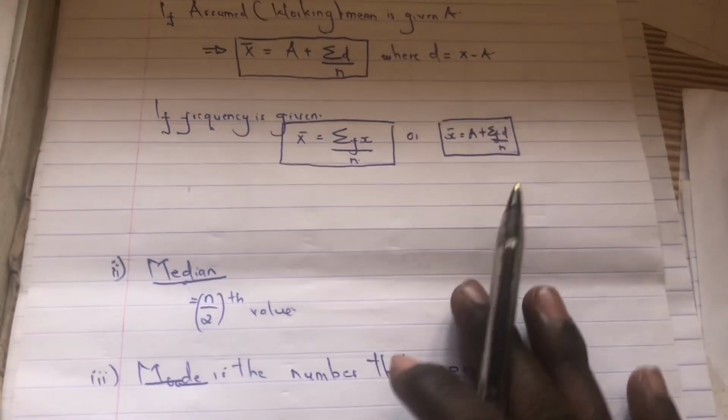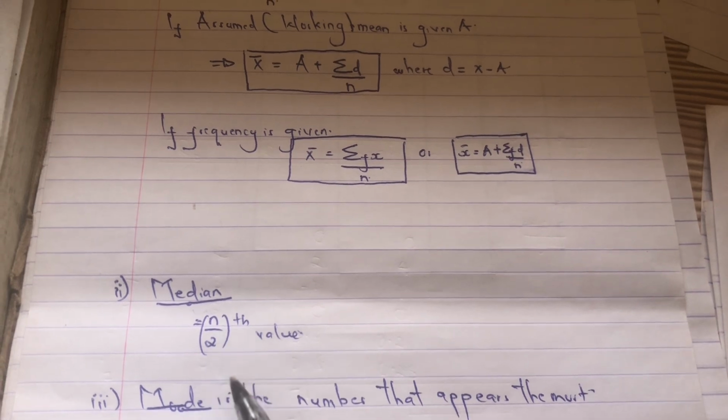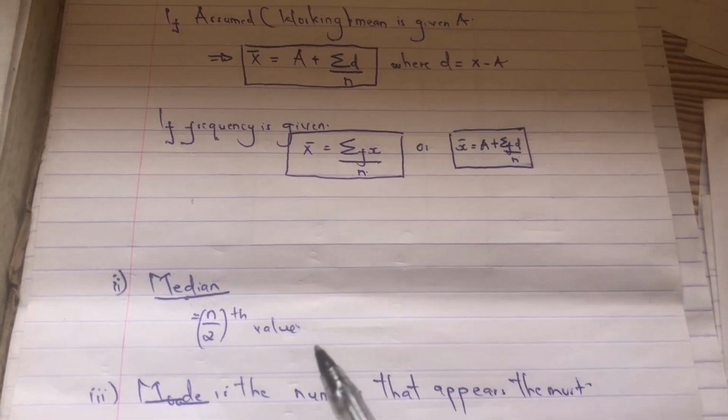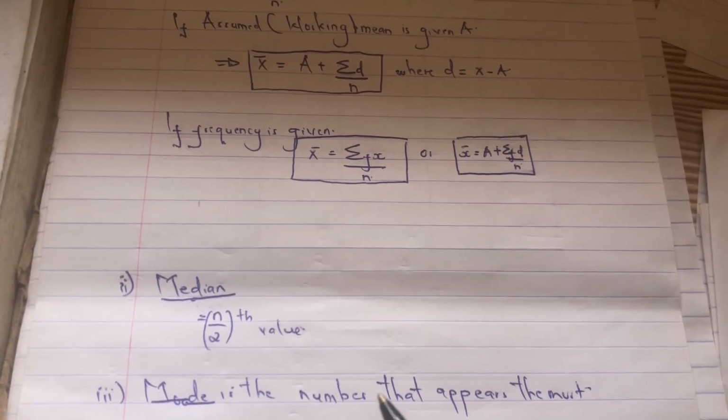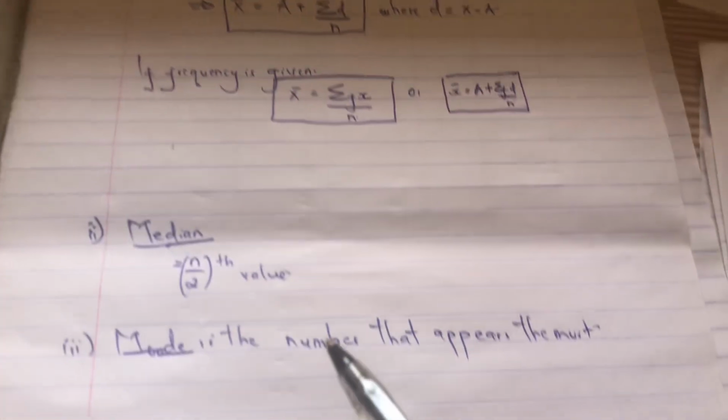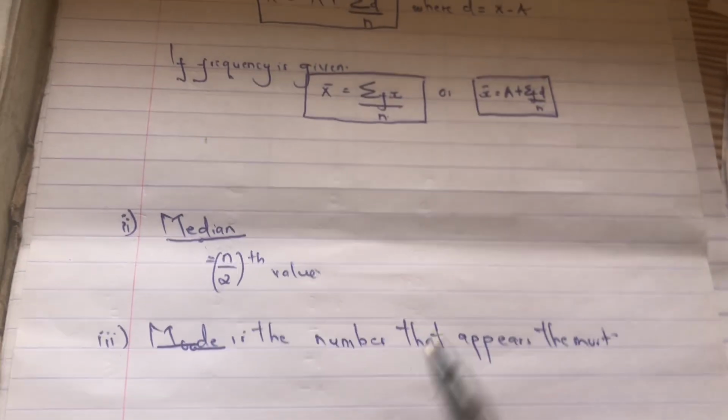Are we together? Then the median is gotten by the nth value, n over 2. Remember, the median is the middle value. Then the mode, that is the number that appears the most. So we're going to try out a question here.